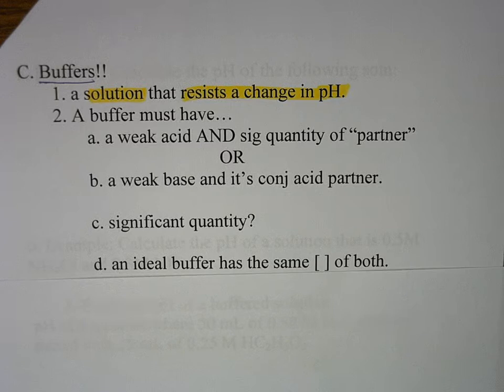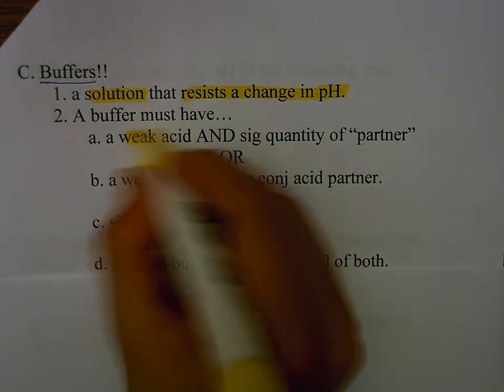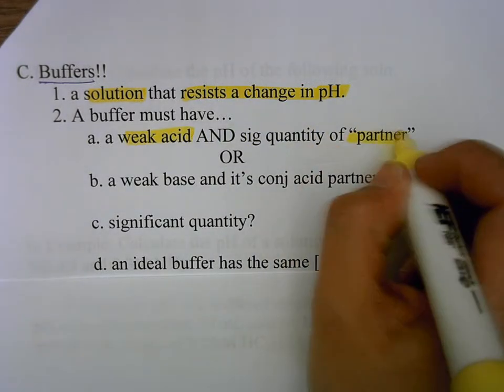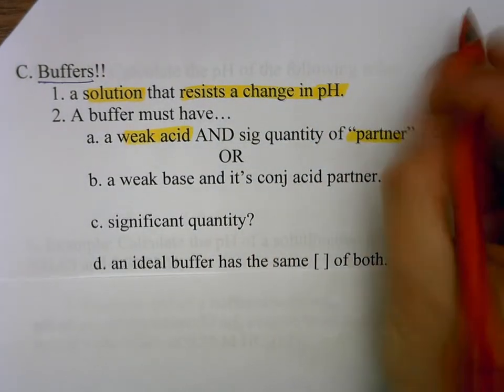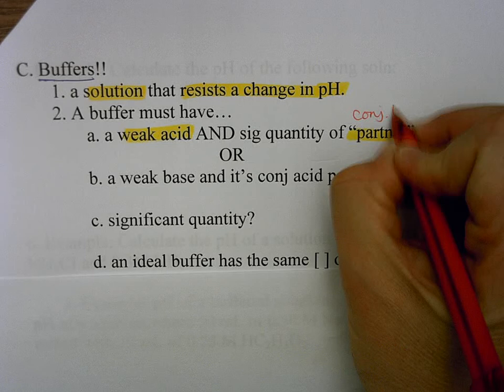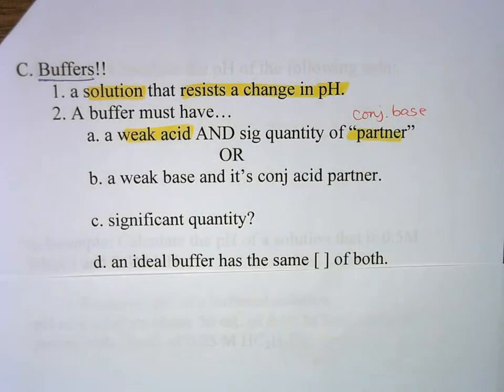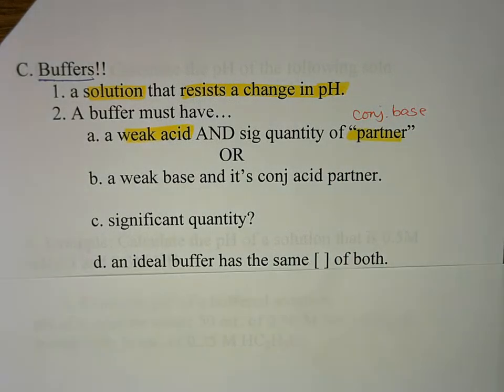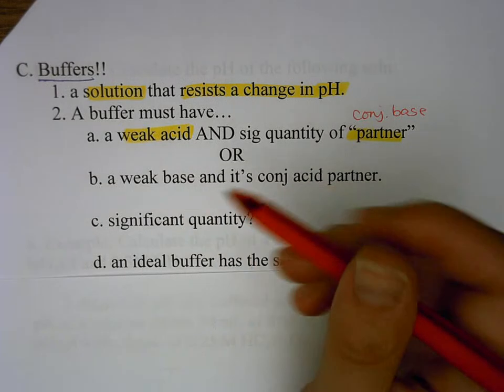Okay, now the requirements in order to identify if something is a buffer or not. It has to have a combination of two things: a weak acid and a significant quantity of its conjugate base. Those would be acidic buffers. And then you can have a weak base and its conjugate acid partner. So one or the other you have to have in order for it to be a buffer.